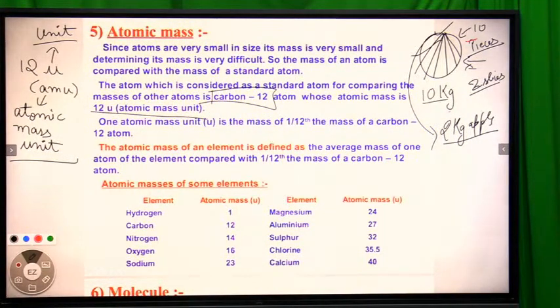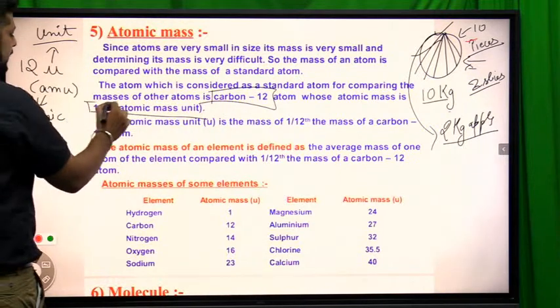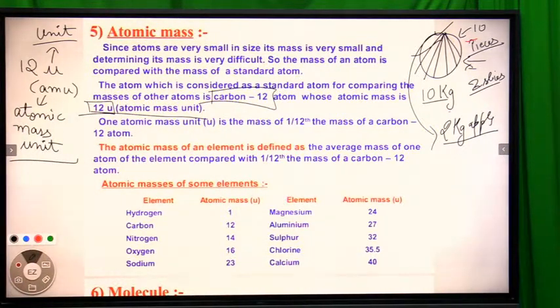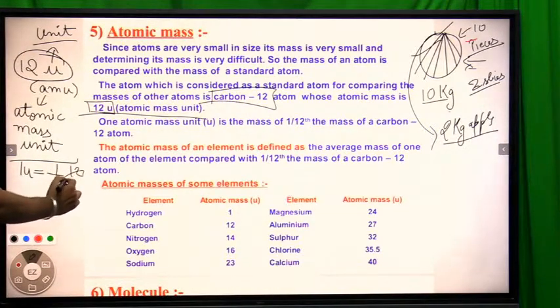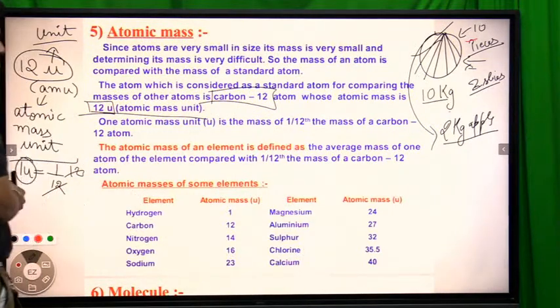So one atom of carbon-12 is 12 mu. This is the weight of one carbon-12 atom. One atomic mass unit is 1 by 12 the mass of one carbon atom. So 1 mu is 1 by 12 the mass of this carbon atom. In this way we have defined the atomic masses of different elements. Atomic mass of an element is defined as the average mass of an atom of the element compared with 1 by 12 the mass of a carbon-12 atom.